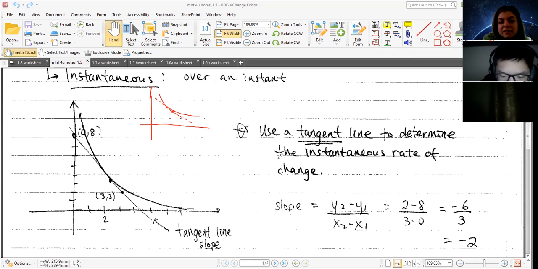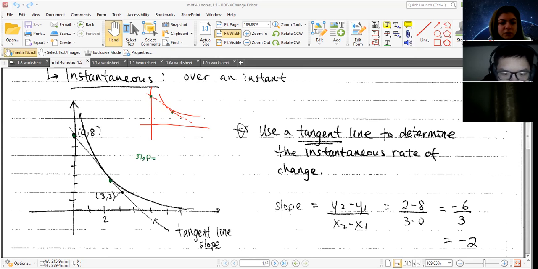So how do I find the slope of this line? I just need to find 2 good points on my line. Let's say this point and this point is good. See an example, this point is on my line and this point is on my line. Here is 3, 2, and here is 0, 8. I want to find the slope of this line.